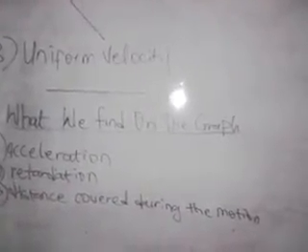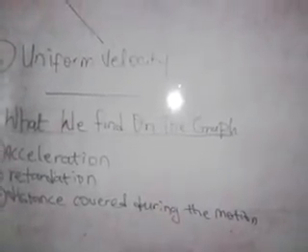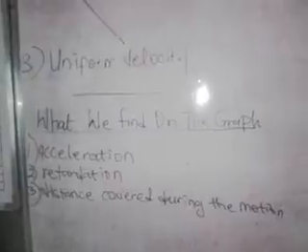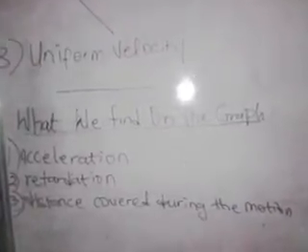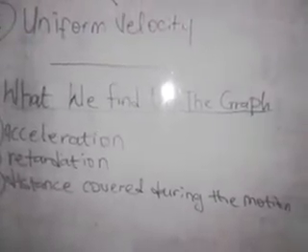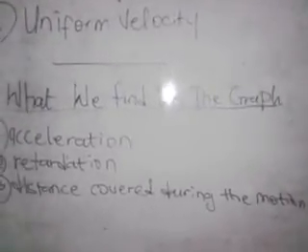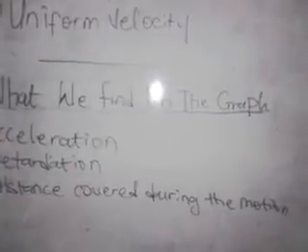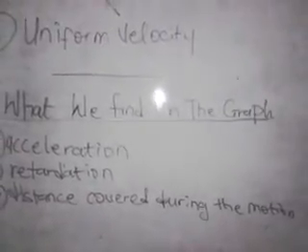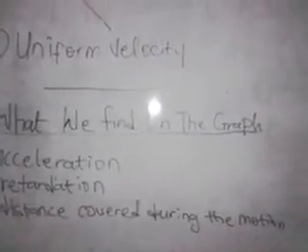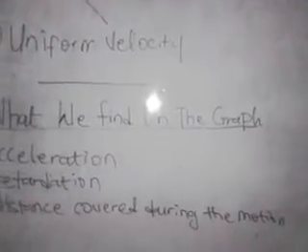Then when you are looking for retardation, you find the slope of the portion that slopes from left to right, downwards. That's the segment for retardation. When you find the gradient, it gives you the retardation. And when you want to find the distance covered during the motion, what you can do is to find the area under the graph. So the area under the velocity time graph gives you the distance covered.